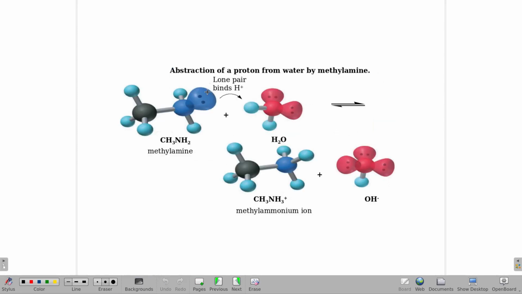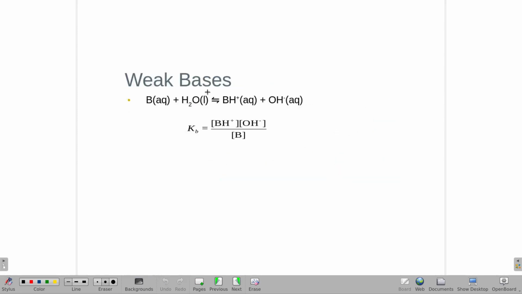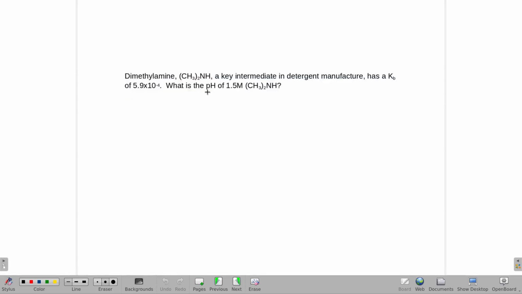All right. We've already seen... Let's actually divide that. Let's look at how this affects an actual calculation. So I have a weak base, dimethylamine, and I have a Kb of it, and I just want to calculate the pH of a 1.5 molar solution.